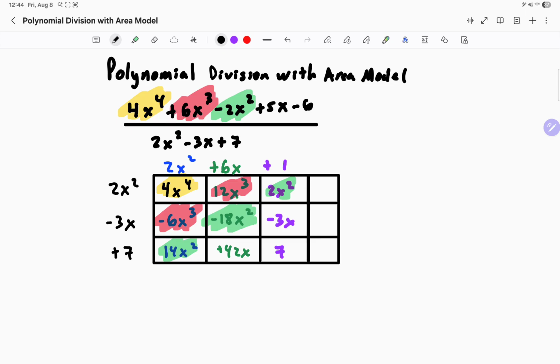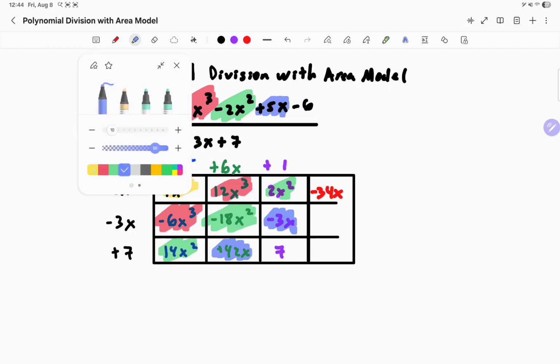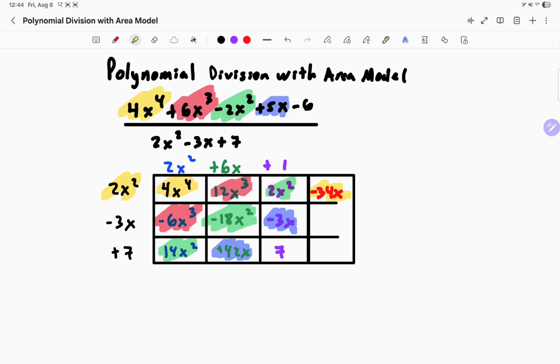And now we look at the next part. We have a positive 5x. We see we have a positive 42x and a negative 3x. So how much x do we need? We will need negative 34x. We'll make the box a little bigger. Okay. And then since 2x squared doesn't go into negative 34x, we are essentially done with this section.